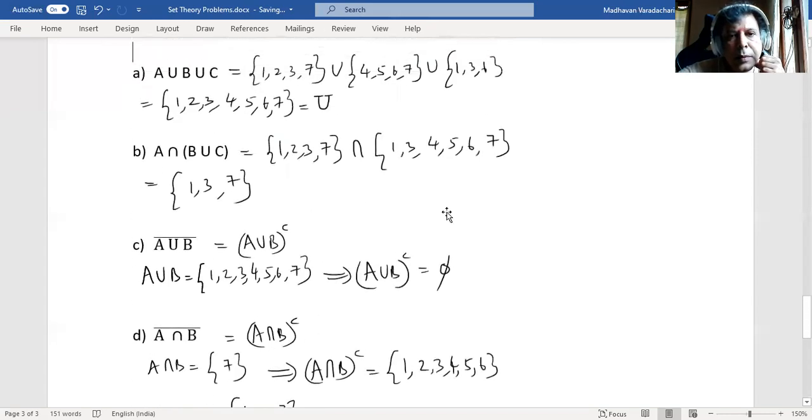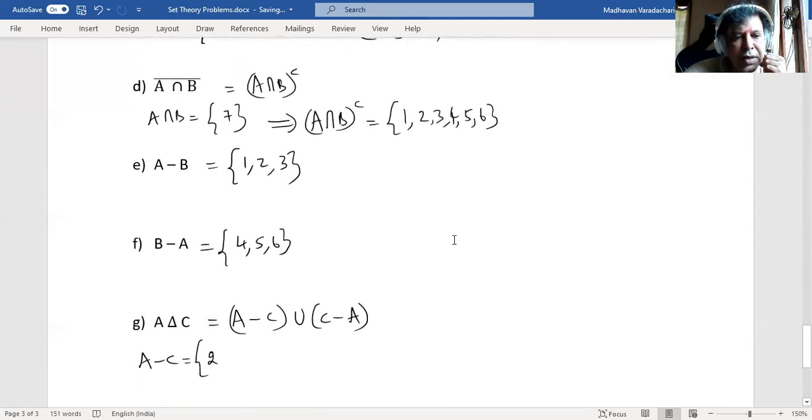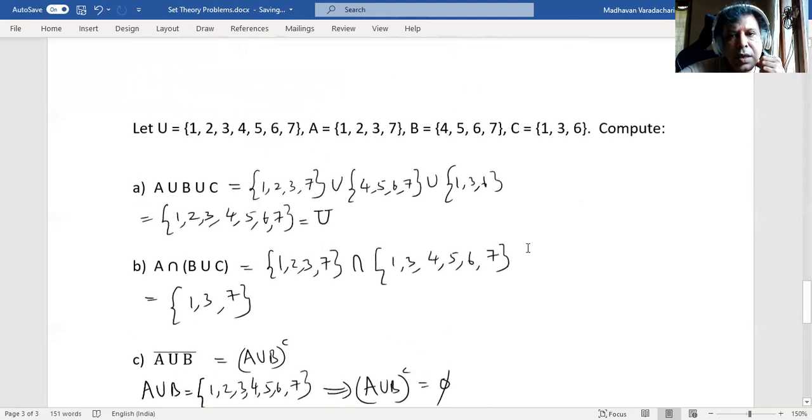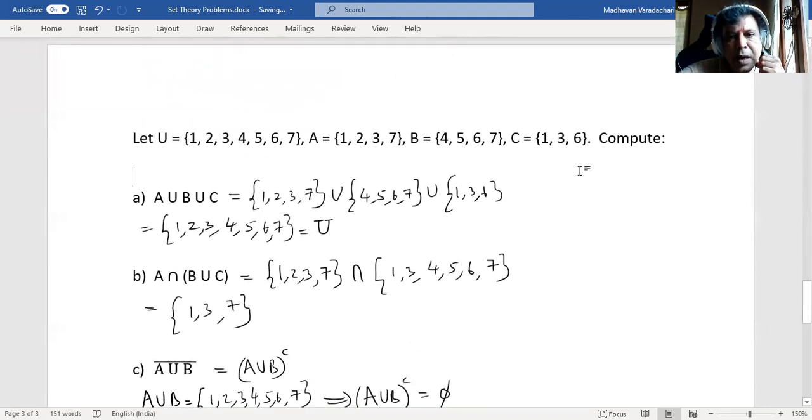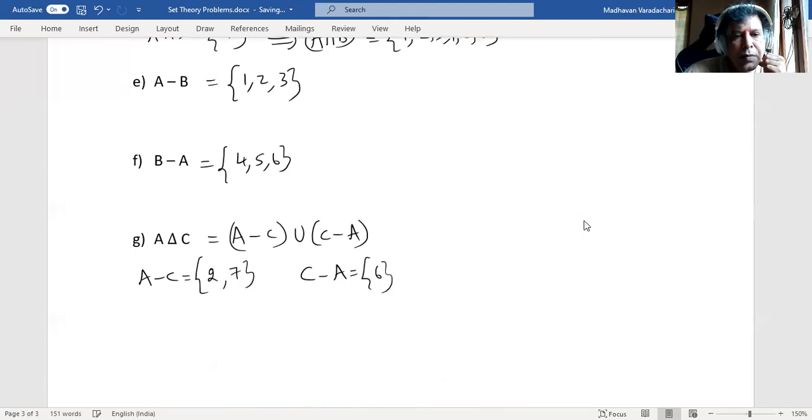Then 3, it belongs to A and it also belongs to C. I should not consider. 7, it belongs to A. It do not belong to C. I can consider. So 7 can be considered. Then C minus A. Elements which belong to C but do not belong to A. That means 1 should not be considered. 3 should not be considered. Only 6 can be considered. So we have got now A minus C and C minus A. That means this is union of these two, which means it is 2, 6, and 7.